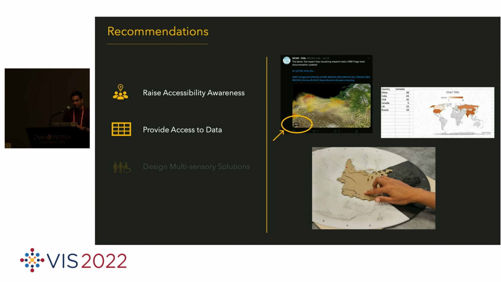The first recommendation is related to raising accessibility awareness among peers. This is meant to address the absence of basic accessibility features, such as alternate textual descriptions, in works published by academia. It also puts emphasis on the importance of understanding the accessibility guidelines, and this is something that all of us as a community can do to make the space more inclusive. And the second recommendation is related to providing access to underlying data.